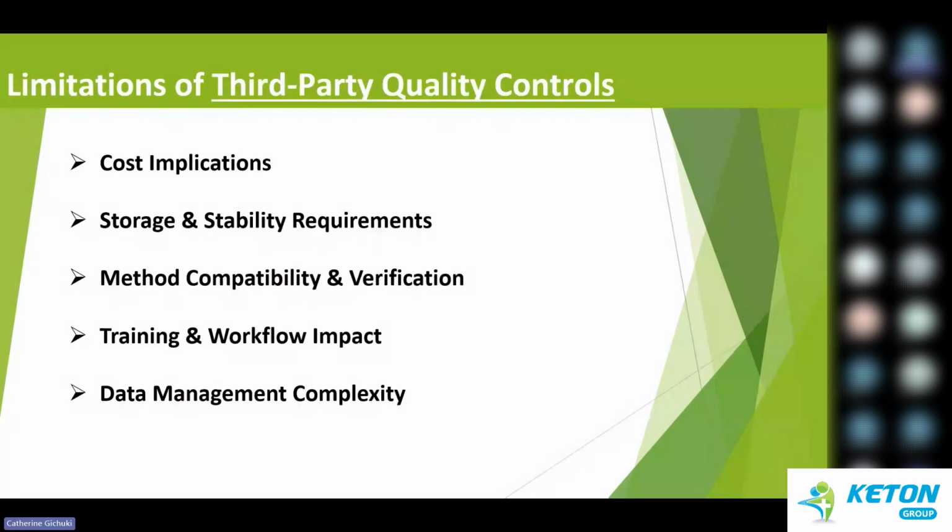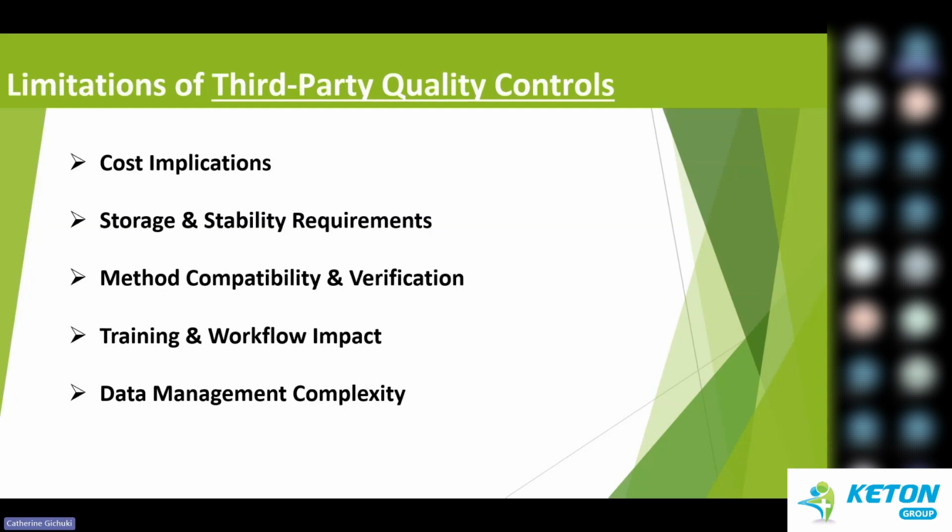We also look at the limitations of third-party quality controls, and we can all agree on the cost implications, because it is an additional cost compared to using only manufacturer QCs. That is why you usually hear that quality is expensive. But then again, we'll be looking at how expensive quality really is. Storage and stability requirements: for sure, they have very stringent requirements. They require strict cold chains and careful handling.